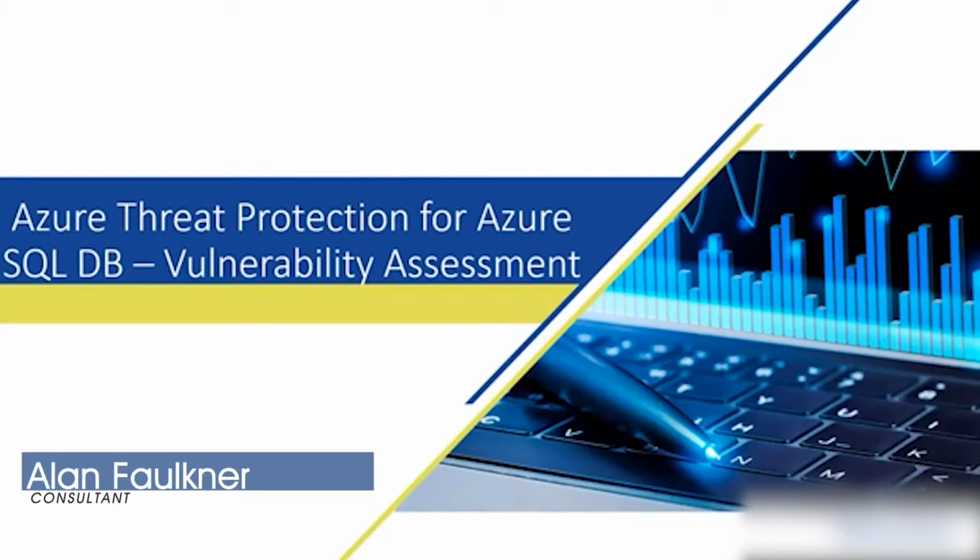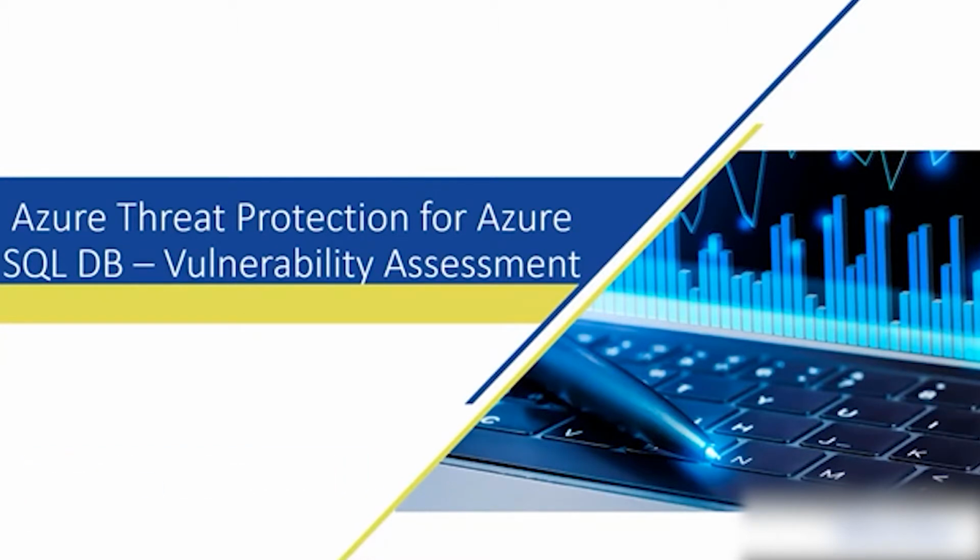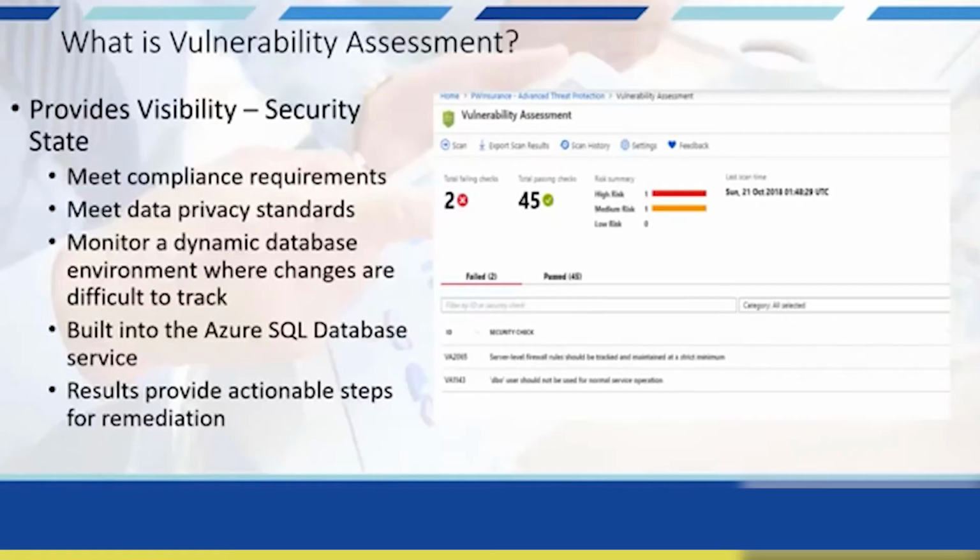SQL Vulnerability Assessment is an easy-to-configure service that can discover, track, and help you remediate potential database vulnerabilities. You can use it to proactively improve your database security. Vulnerability Assessment is part of the SQL Advanced Threat Protection, or ATP offering, which is a unified package for advanced SQL security capabilities. Vulnerability Assessment can be accessed and managed via the central SQL ATP portal.